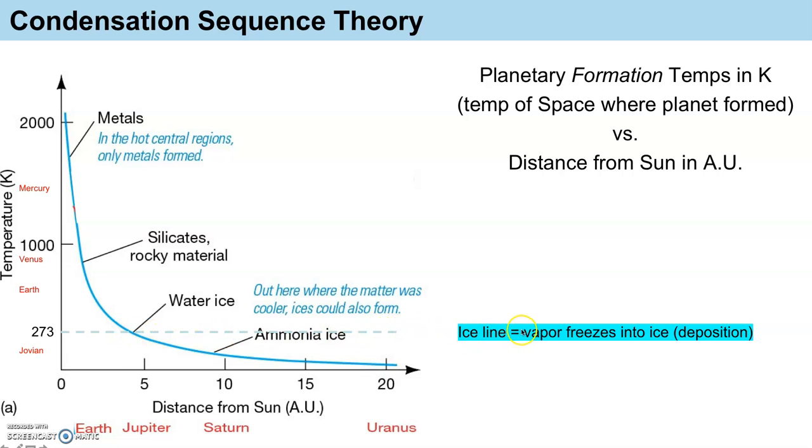So this is an ice line where vapor in the nebula can freeze directly to ice. It's a process called deposition. Again, if you take my meteorology class, you'll be hearing all about deposition, where vapor goes directly from vapor to ice. And you see this sometimes as frost on the ground that forms by that process of deposition from water vapor in the air to frost on the ground.